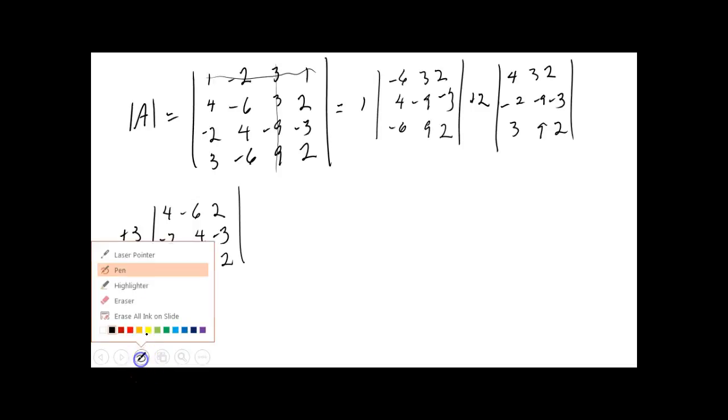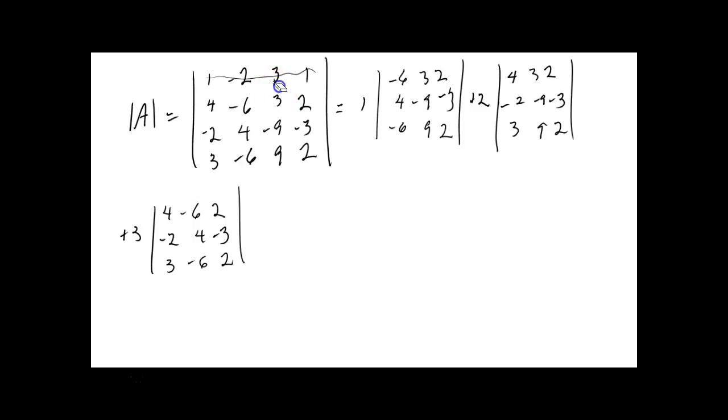And this time I'll be a little smarter about it. Don't need to read row 1 because that's what we're using every time. So we're going to the last entry, which is a 1. Okay? But that 1 is in a negative position, plus, minus, plus, minus, okay? And it is a +1, so that becomes a -1 times its minor, which would be 4, -6, 3, -2, 4, -9, 3, -6, 9.